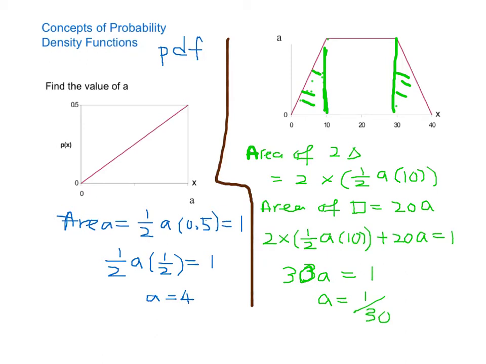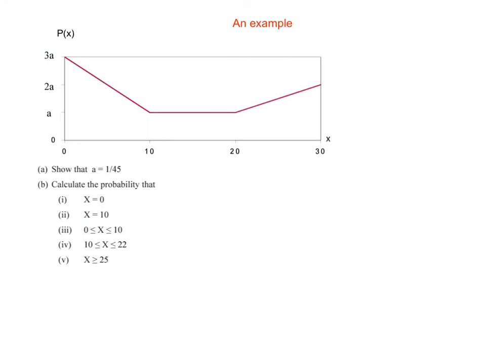We look at one more, a longer example, to wrap up the introduction on the concept of PDF. For this example, I'm not going to do all of it, just some of the key parts. First, part A, I will leave it to you because you actually have the answer. Your job is to show that A is equal to 1 over 45. All you need to do is to find the area of this, and the area of this, and the area of this, and the sum of the 3 areas, no matter how you do this, is equal to 1, and there you can find the value of A. You should practice that.